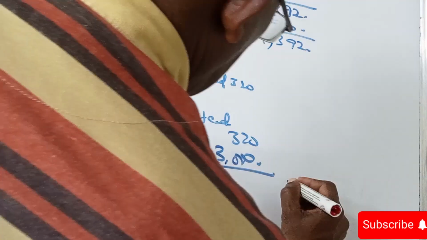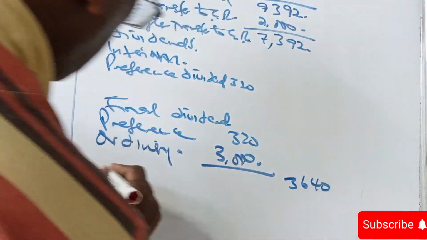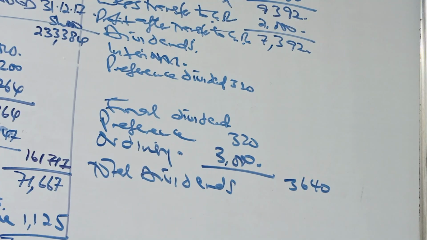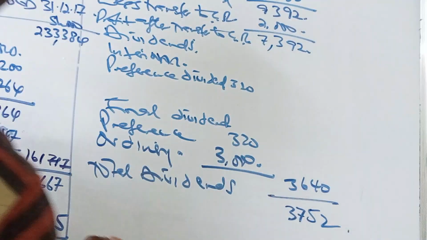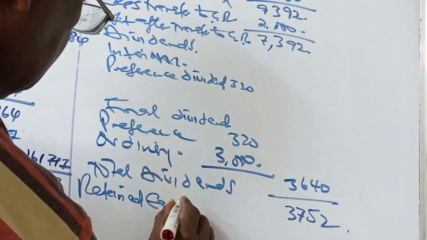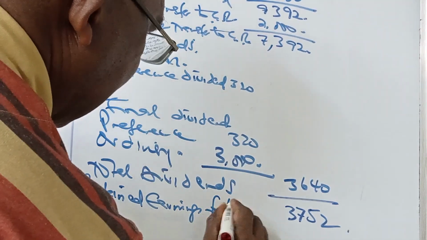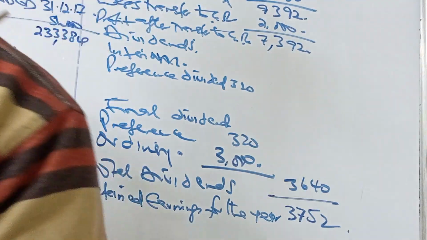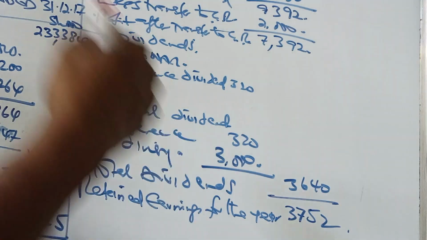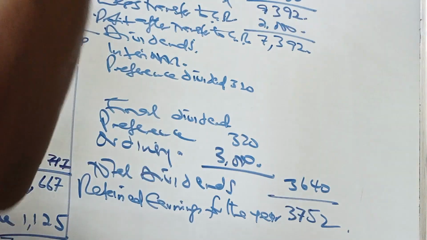Total dividends 3,640. 7,392 minus 3,640, you get a figure of 3,752, and that becomes retained earnings for the year. These are the earnings which we have not distributed to the ordinary shareholders or preference shareholders, and we are now adding to the retained earnings which we have retained in the previous years.